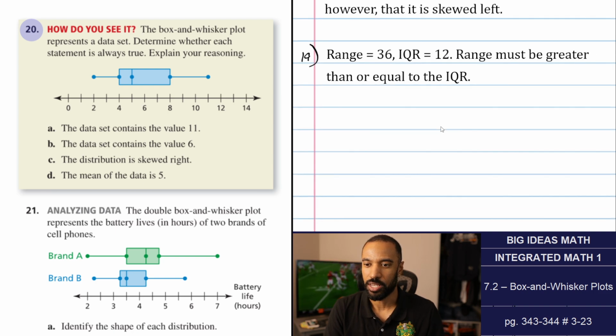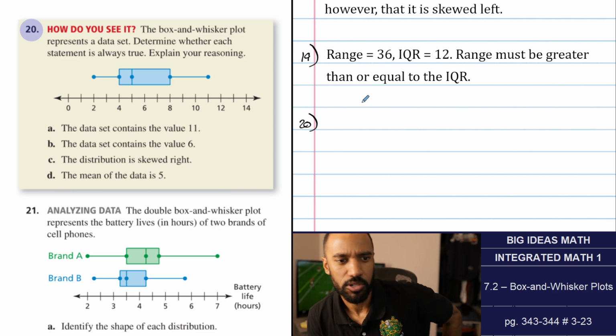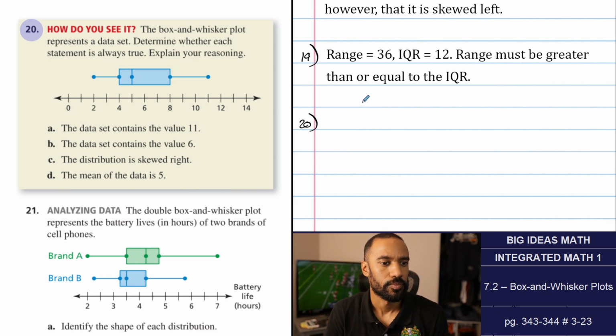All right, number 20. We actually have 4 problems left. We'll see how large they get. They might get a little big. How do you see it can be a little smaller sometimes. Although we have 4 parts.